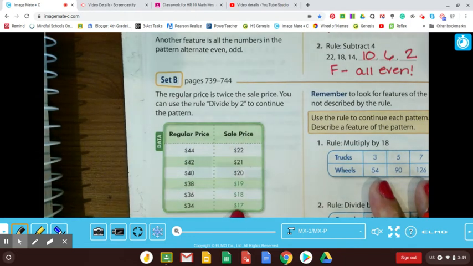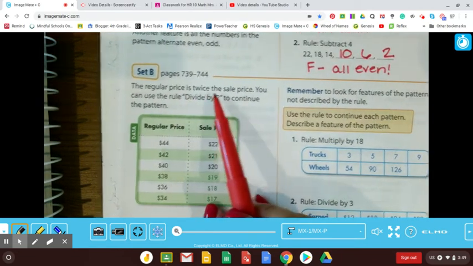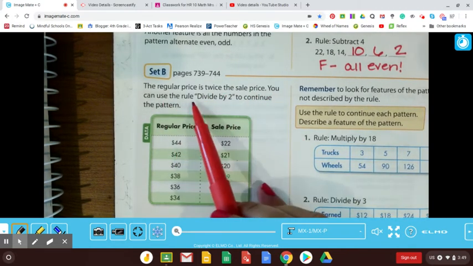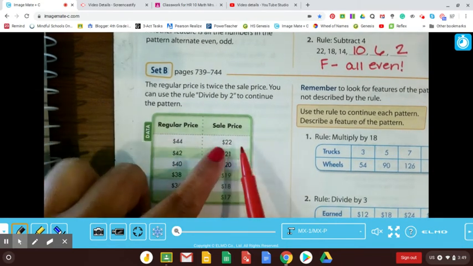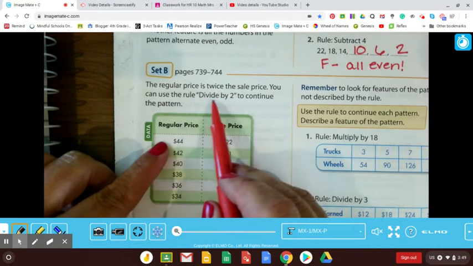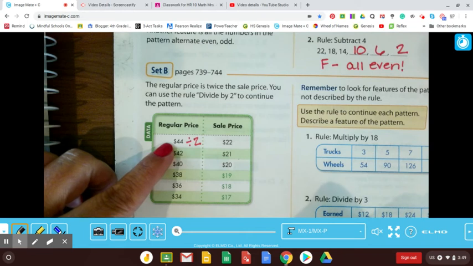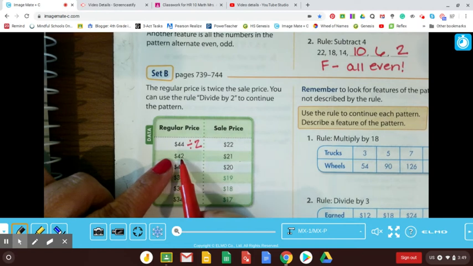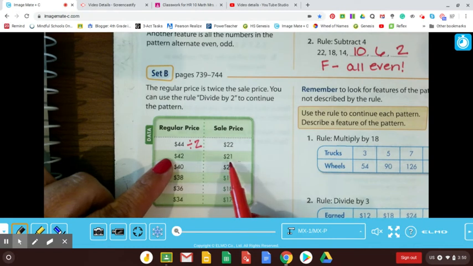All right. Moving down to set B. This was lesson 14.2, where we were using data tables to come up with our patterns. So it says the regular price is twice the sale price, right? Twice means times 2. You can use the rule divide by 2 to continue the pattern. Okay, so here's the regular price, here's the sale price. So we can use the rule divide by 2 to come up with the sale price. It's like 50% off, right? So 44 divided by 2 is 22. 42 divided by 2 is 21.